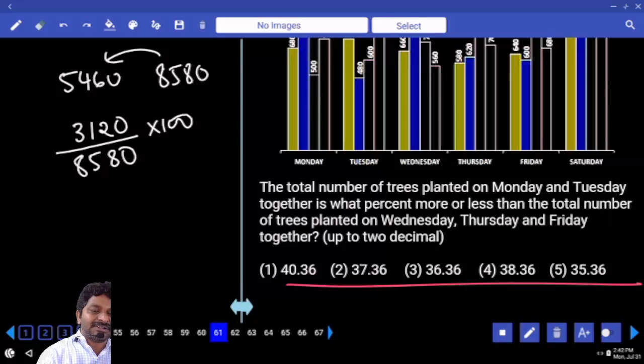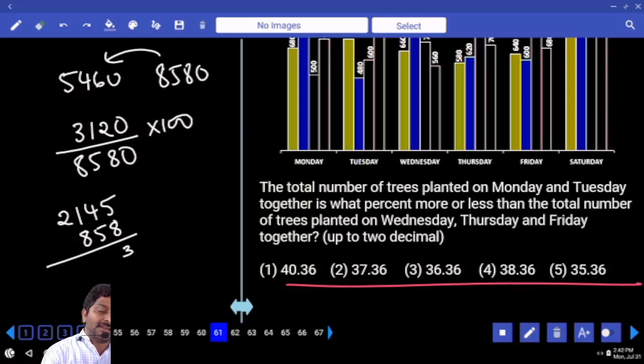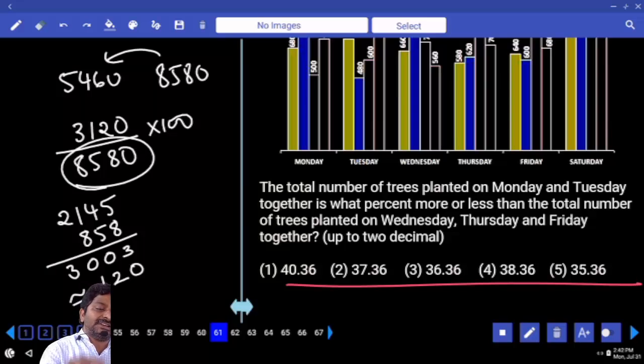25% plus 10%? 25% by 4. 2, 1, 4, 5. 10%. 858. So when you add all these values, you get 3, 0, 0, 3. Still how much you need to add? Approximately 120. Is that okay? What is 1% of this number? What is 2%? 170 something.